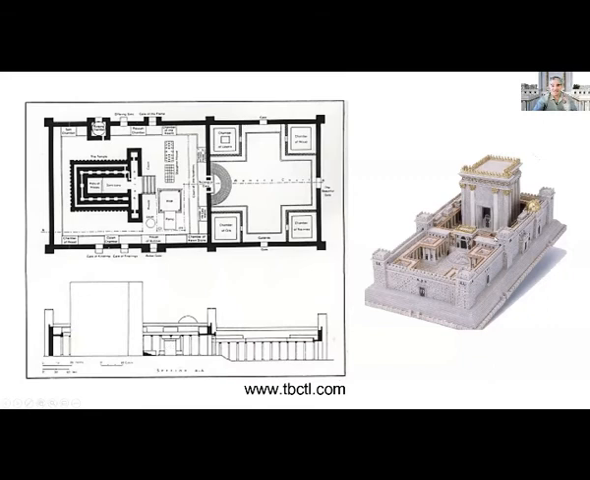Okay, so this is the second temple by King Herod. This is the structure that Jesus had seen when he came to Jerusalem. How do we know that this is how the temple looked like?